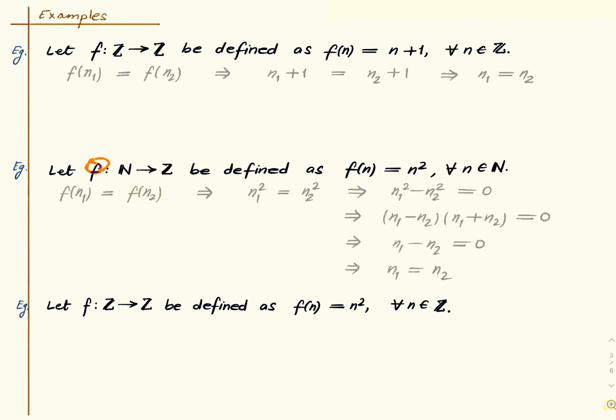injective. However, if we take the function defined from Z to Z, which takes n and spits out the square of the input, then this is not injective simply because f of minus 1 is equal to f of 1. So this is not an injective function. So let me write it down. This is injective. This is injective. This is not injective.